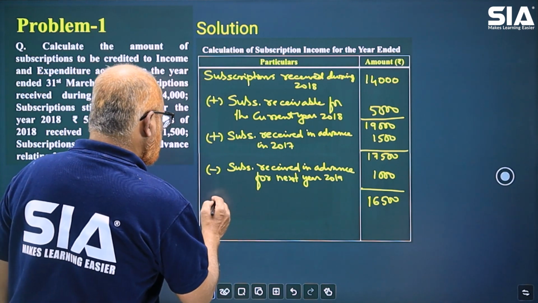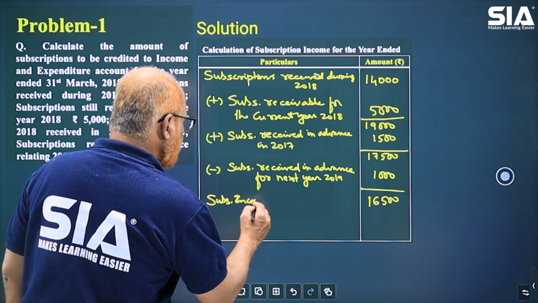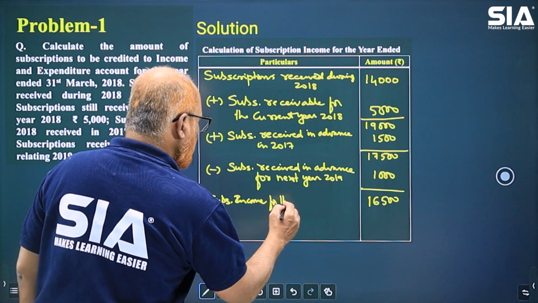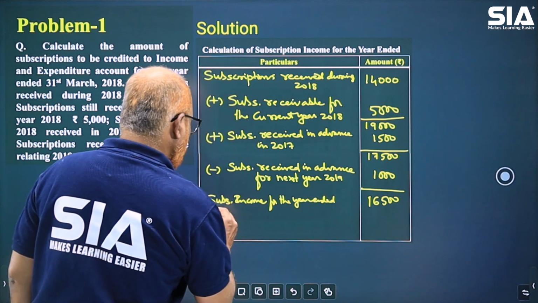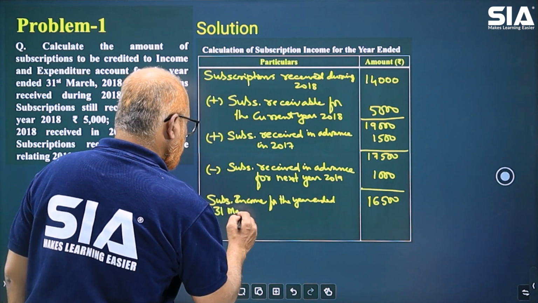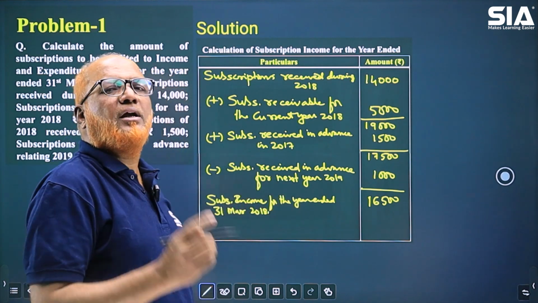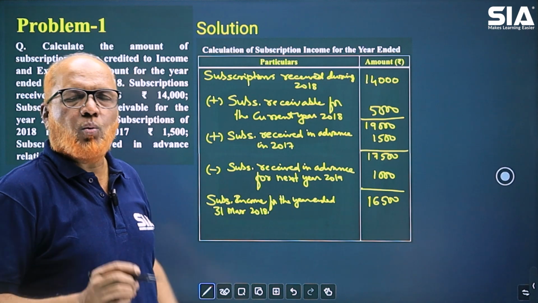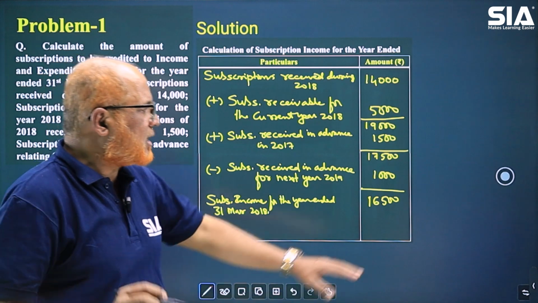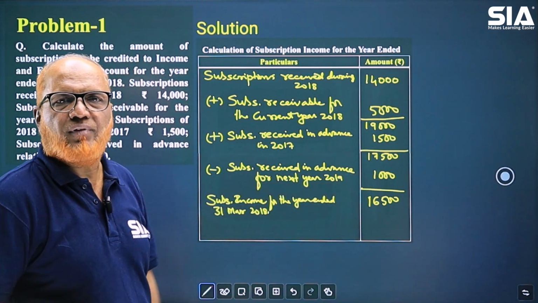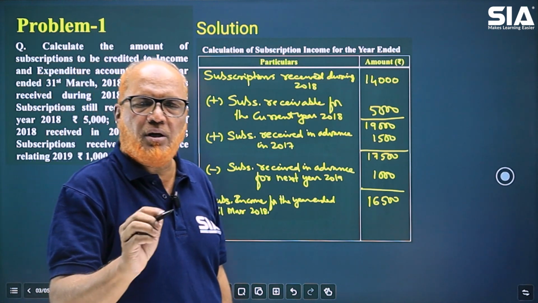So this is the subscription income for the year ended 31st March 2018, to be credited to income and expenditure account. So while making the income and expenditure account, on the credit side we take subscription income as 16,500. That's all. This is the method of finding out subscription income.